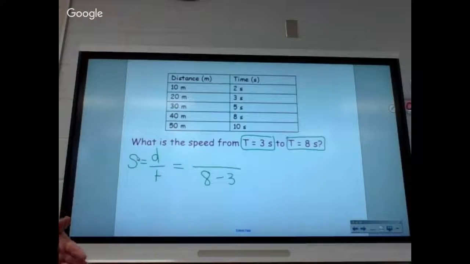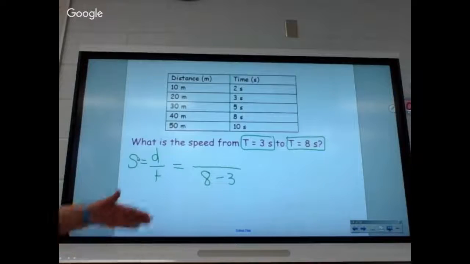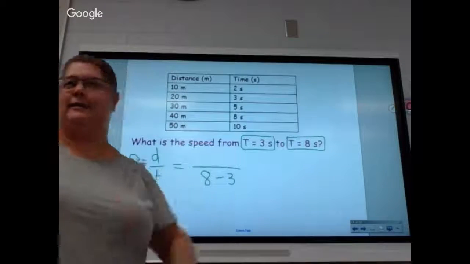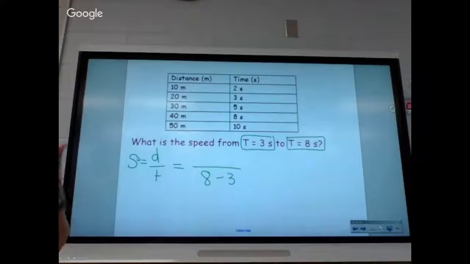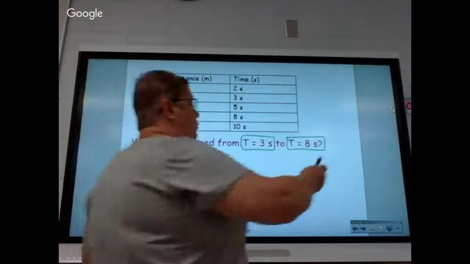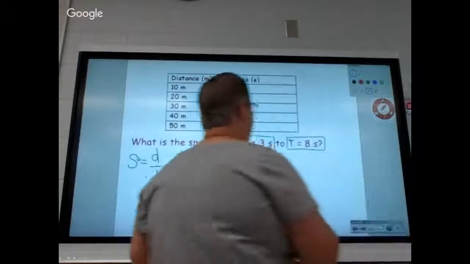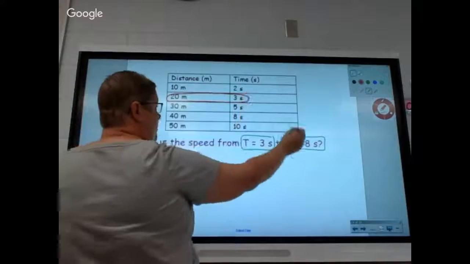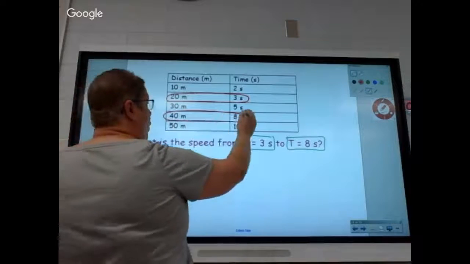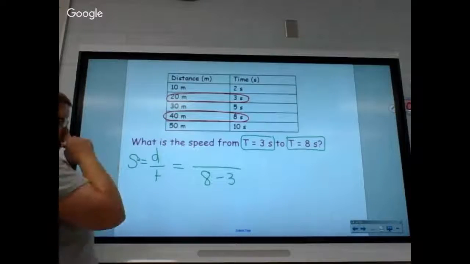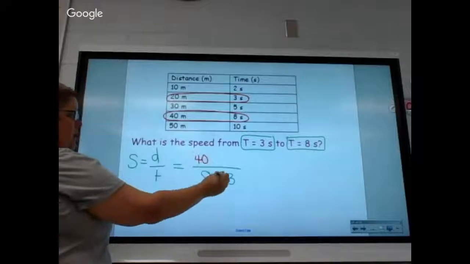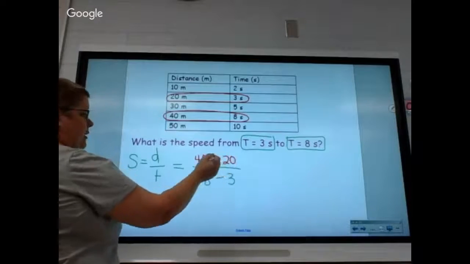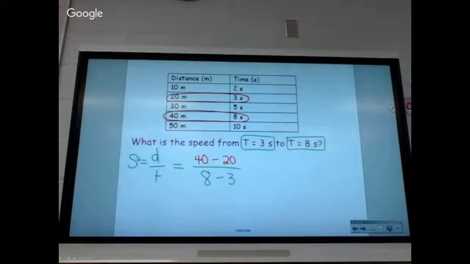Now, did they give us any distances in the question when it says, what is the speed from 3 to 8? No. This is what you have to do with a chart. You have to match up the distances. So, in your chart, find what matches. 3 seconds matches what? 20. The 8 seconds matches 40. So 40 goes above the 8. The 20 goes above the 3.